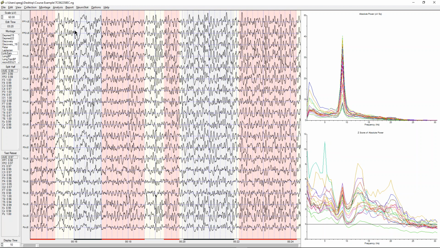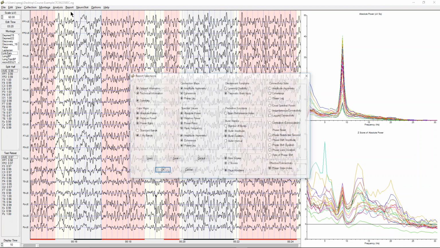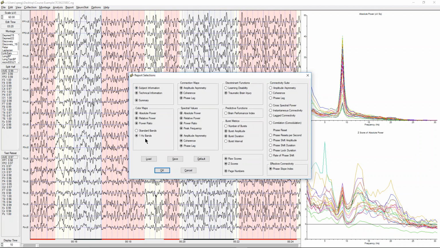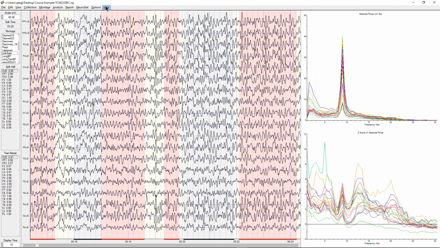The next thing we can do is produce some topographic maps. We can select in our report selections these various values, including the traumatic brain injury discriminant function, which we can use because she is over 13 years of age and she does have a history of a traumatic brain injury. And so we can make that choice and we can produce an analysis.